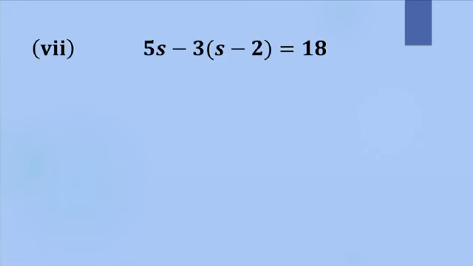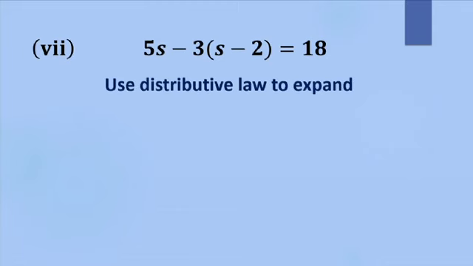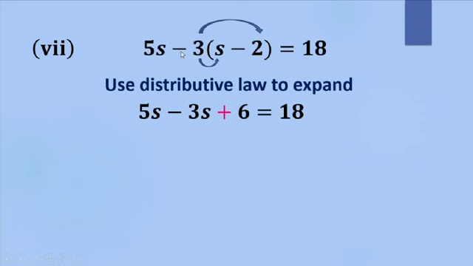So these were the types of equations which you had dealt with in grade 7. 5s minus 3 into s minus 2 equal to 18. So again, I will have to use the distributive law to expand. I will need to multiply minus 3 by s and minus 3 by minus 2. So here you have to be careful. Minus 3 times minus 2 is going to be plus 6. Be very careful. Don't forget that a negative number times a negative number will give us a positive number.